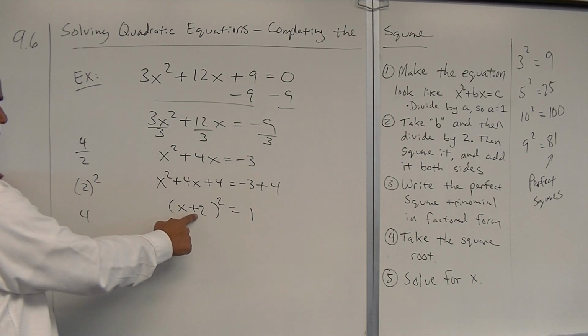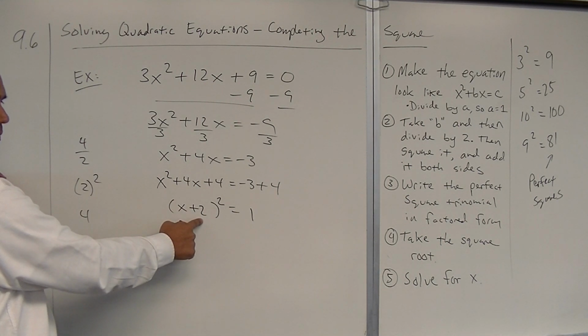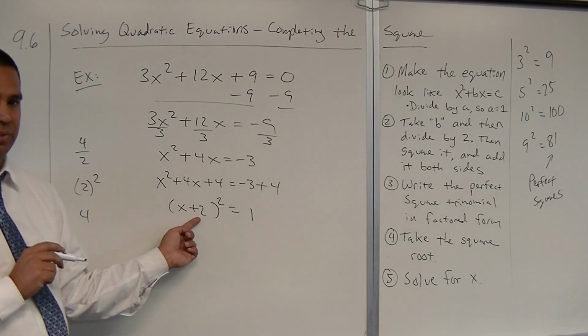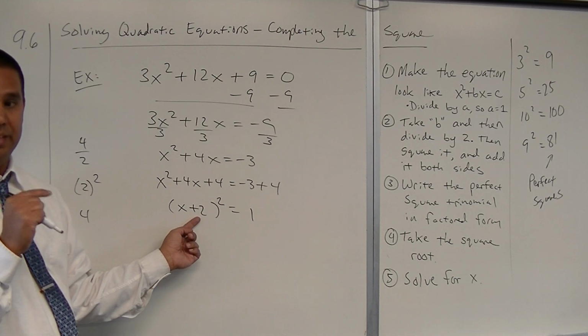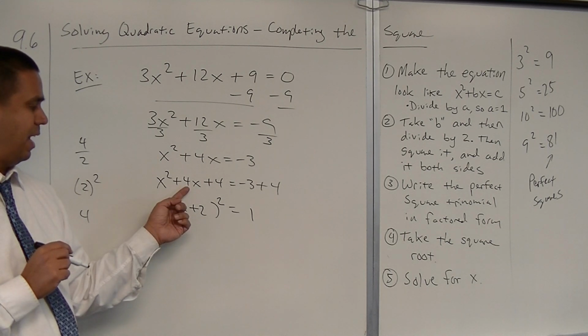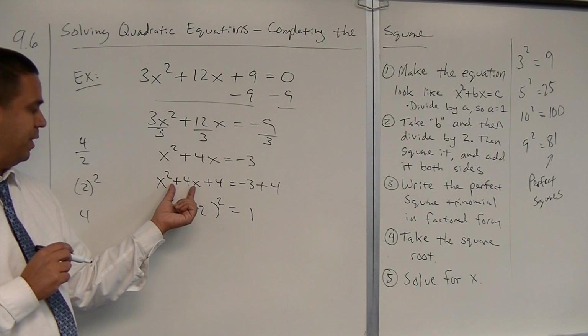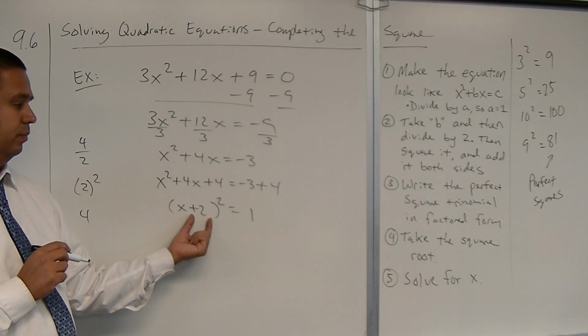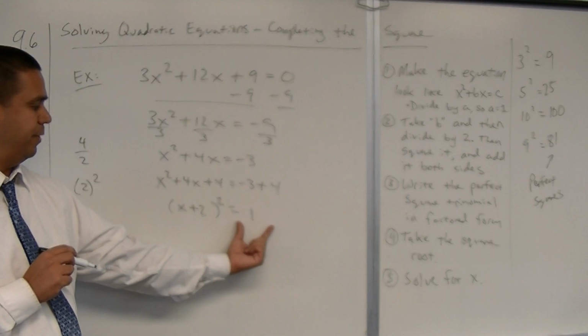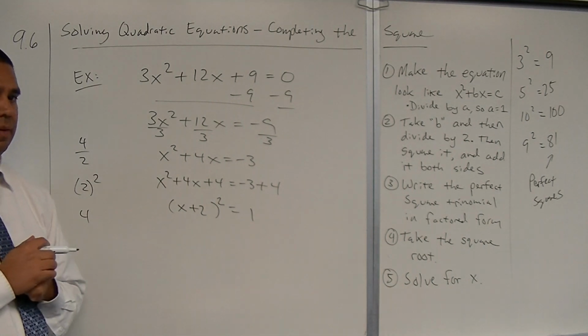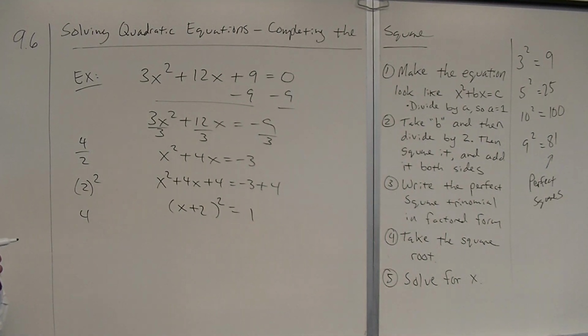Right? This is always going to be half of b. This number inside the parentheses, I'll say it again if you want to put it in your notes. This number inside the parentheses is always half of b. So half of positive 4 is positive 2. And you square it. Simplify that. Next step.